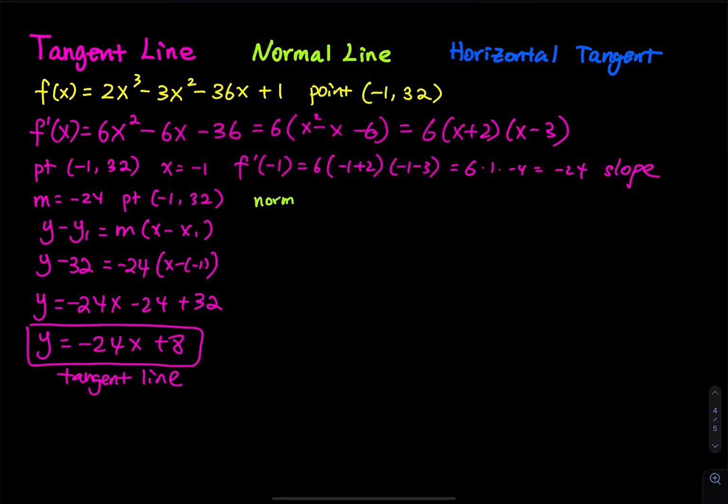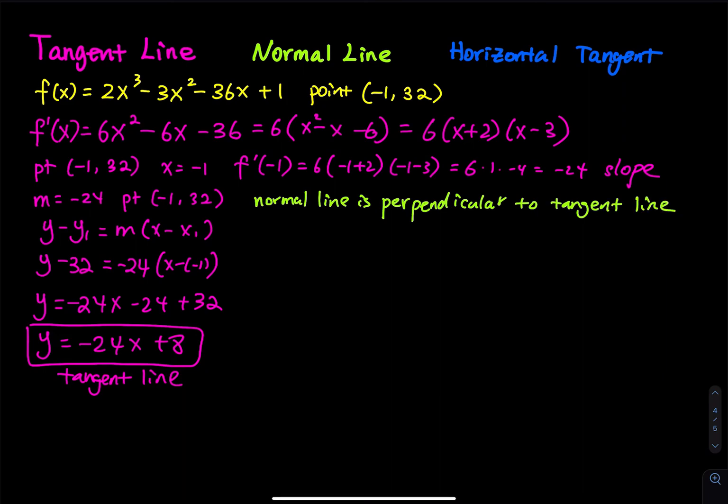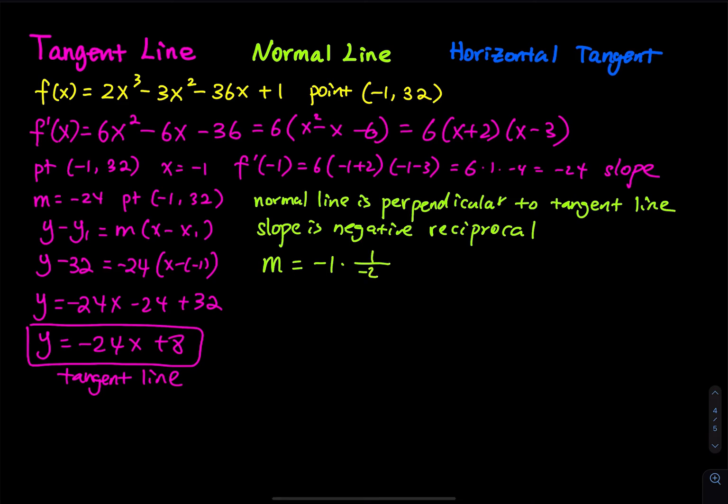So the normal line is perpendicular to the tangent line. What does perpendicular mean? Perpendicular means the slope is the negative reciprocal. What is the negative reciprocal of −24? The slope is negative, so negative 1 times the reciprocal, 1 over −24, which is 1 over 24. So the negative sign flips, and the reciprocal of 24 is 1 over 24.